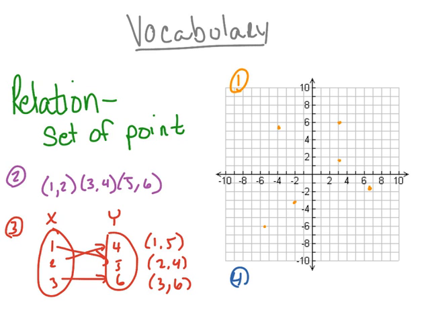And a fourth way that we could describe a relation or a set of ordered pairs is using an equation such as y equals 2x. So this would be another example of a relation. So again, a relation is a set of points or a set of ordered pairs.